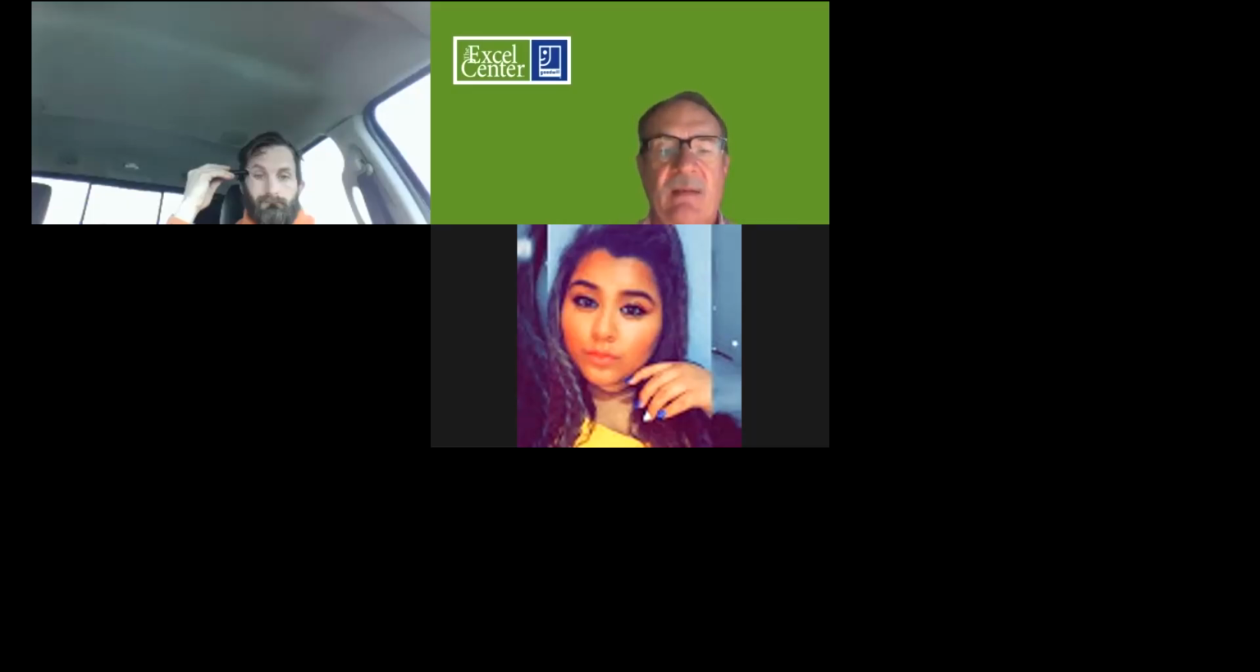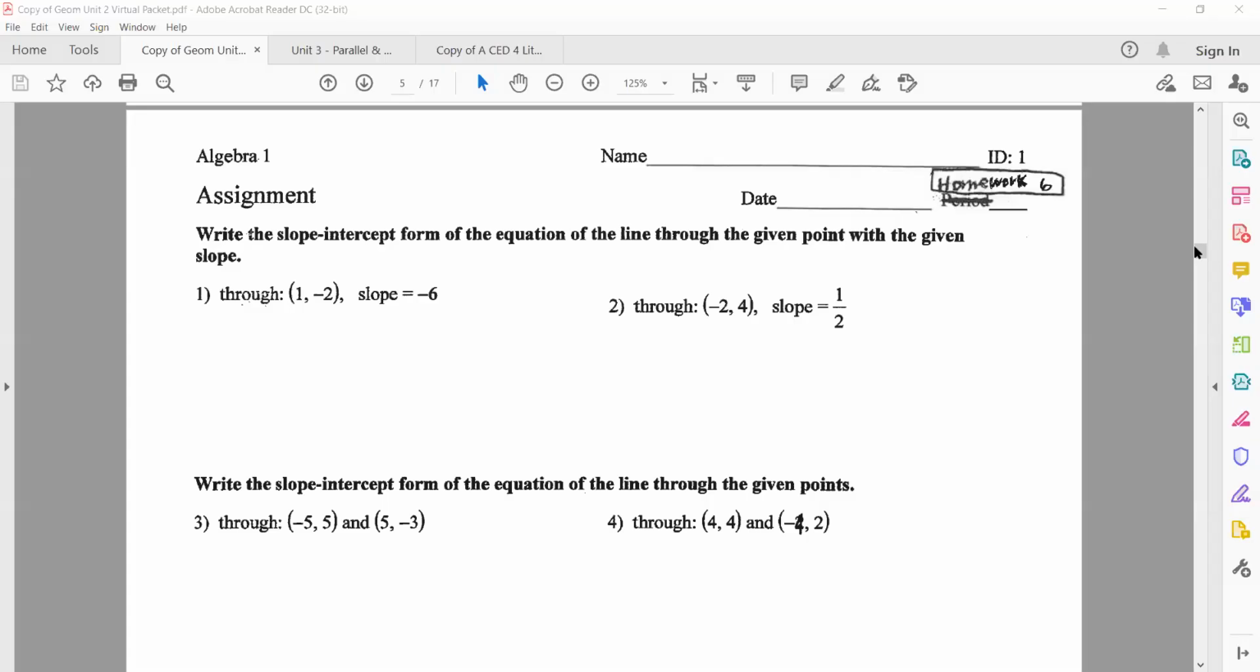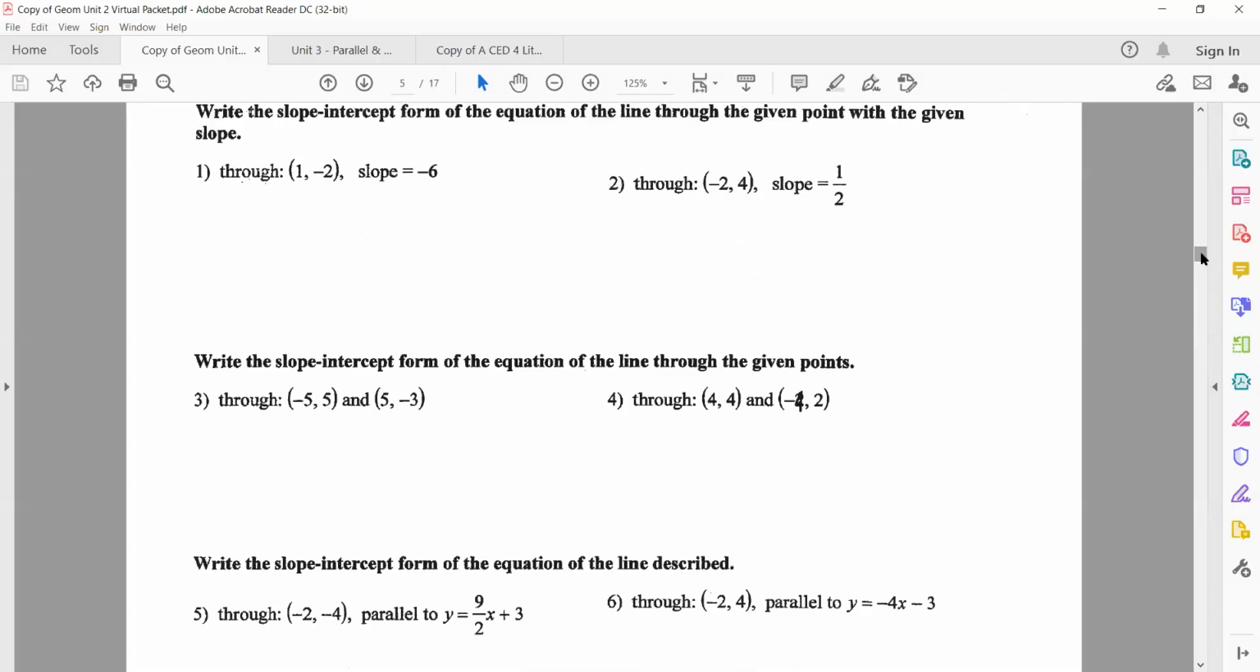Now, if I go back to the handout, those first two problems are exactly the same, just like the one I just did. What's different about number 3 and 4? You're not given the slope. Correct. The slope is not given, but can we find the slope? Audrey says we can, and I would agree with her.